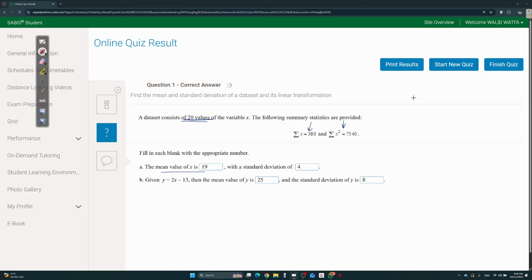You know how to calculate mean. The mean of anything is the sum of all the values over how many values there are. So the sum in this case is 380, and there are 20 values, so you're gonna get 19. How about the standard deviation?